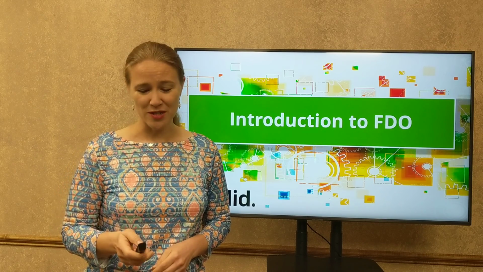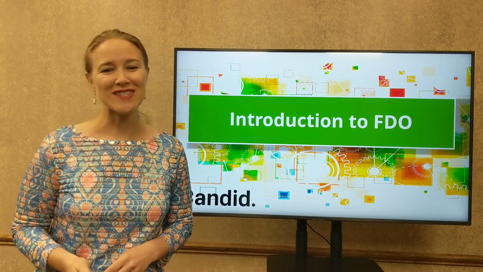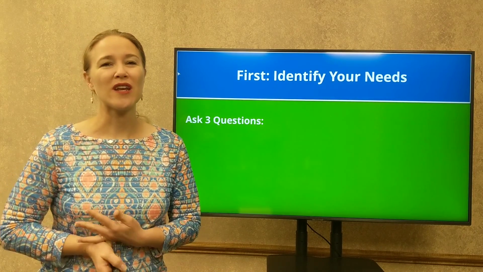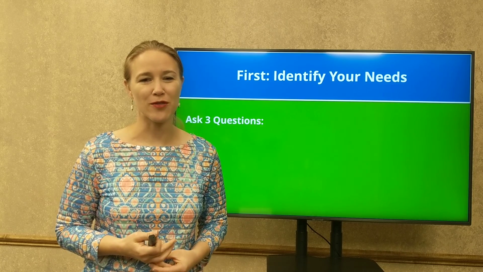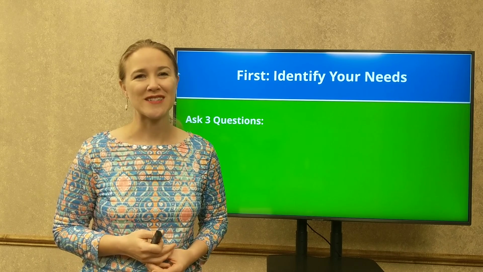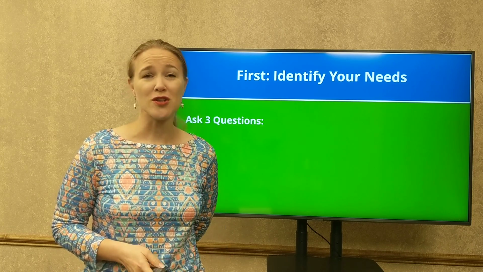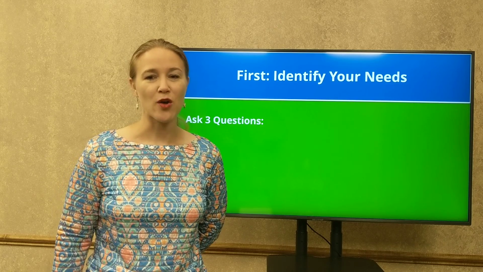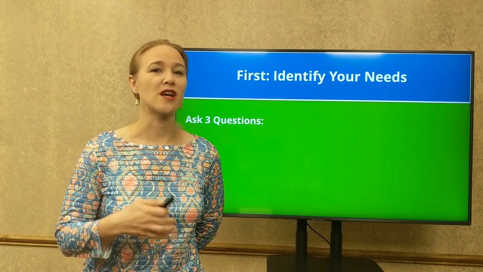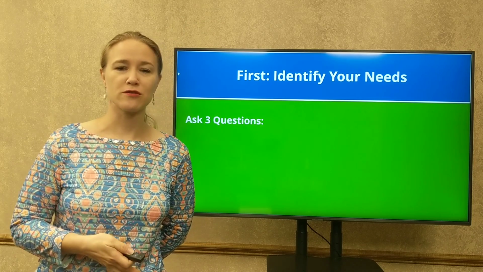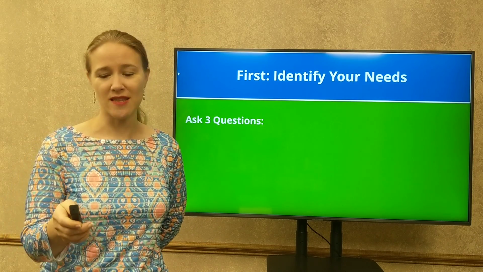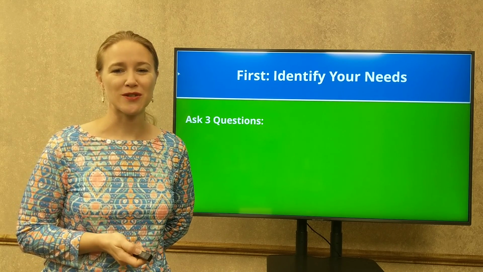So before we do much of anything, the first thing you need to do when you're getting ready to do a search in FDO is to ask yourself 3 questions to identify your needs. First, you should be able to identify who you are serving. Are you serving the general population, or more specifically elderly or children? This is something that you will be able to do a search with.